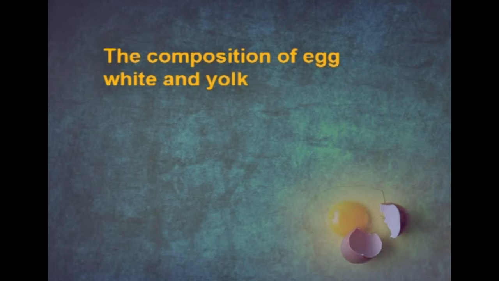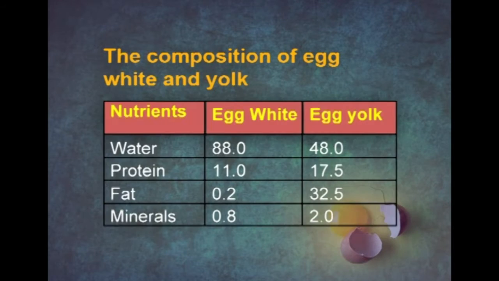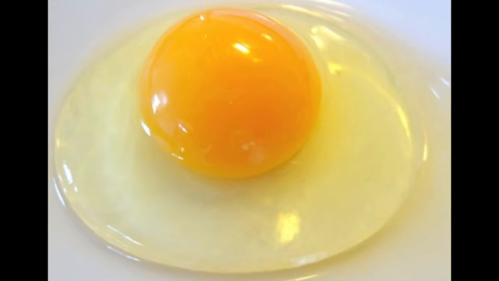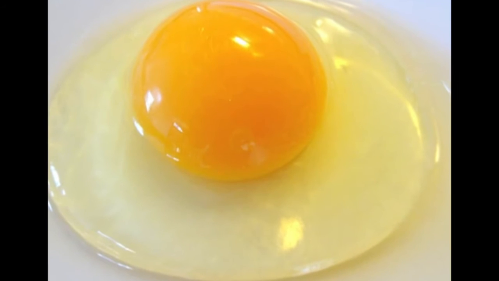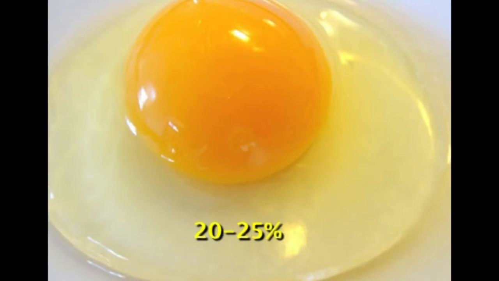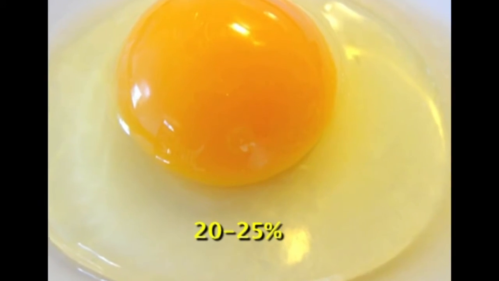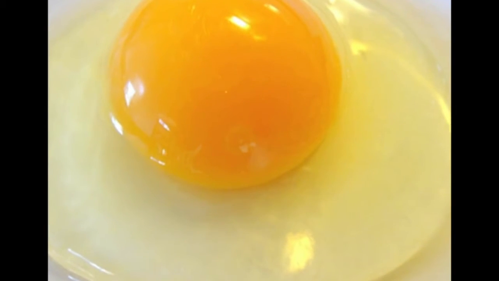The composition of egg white and the yolk is given in the following table. Now, as you can see, there is water, protein, fat and minerals, and the details are also there. Now, the egg white is composed of thin and thick portions, and 20 to 25% of the total white of the fresh eggs, which are 1 to 5 days old, is thin white. The chief constituents of egg white besides water are various types of proteins.